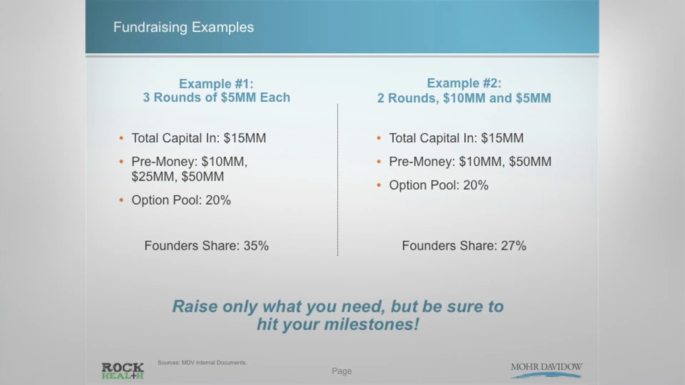The second company has got exactly the same valuation at the last round. They have $50 million valuation. And we've kept the option pools constant because option pools matter. Look at the founder's share in the two examples. That's a pretty big difference as a founder.